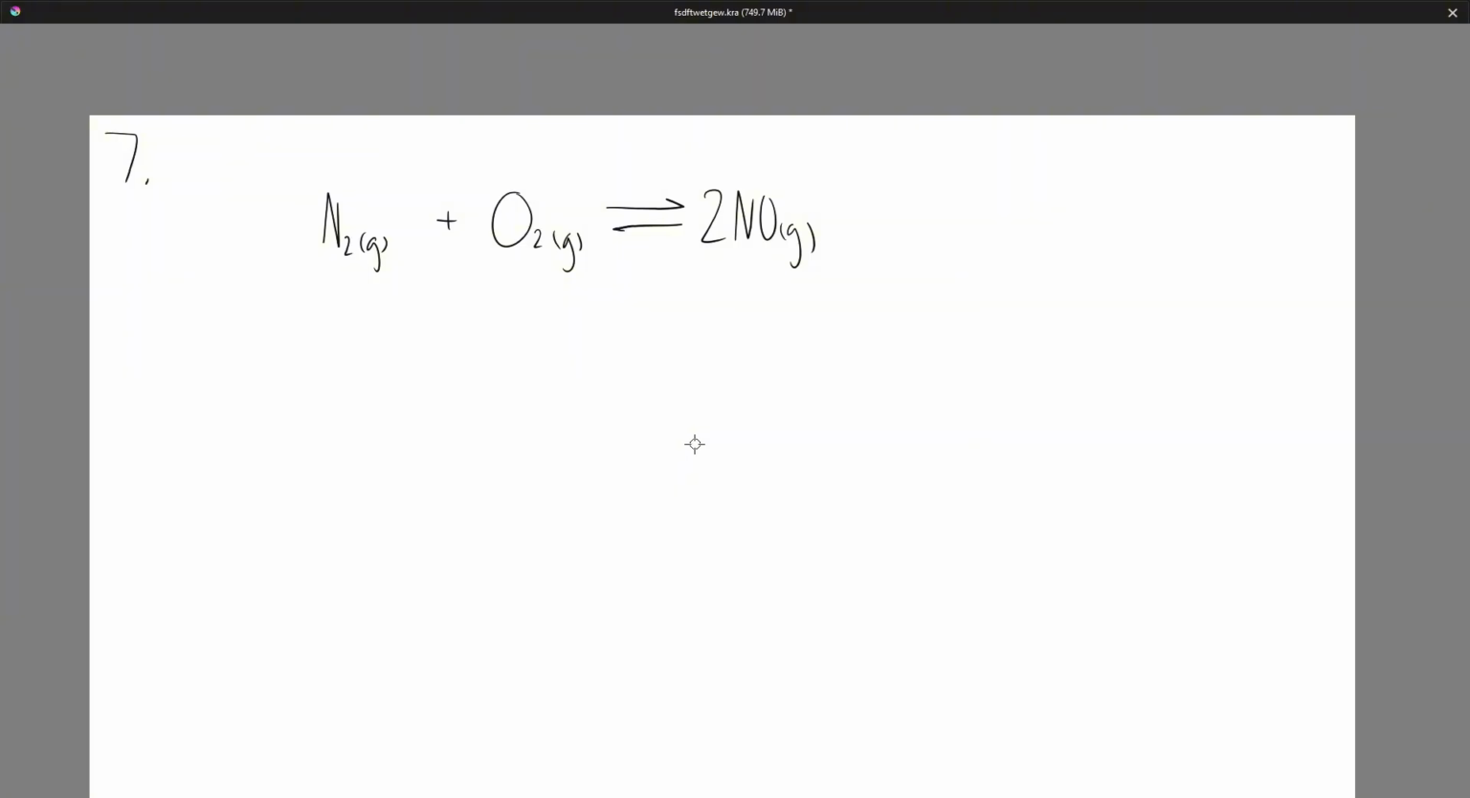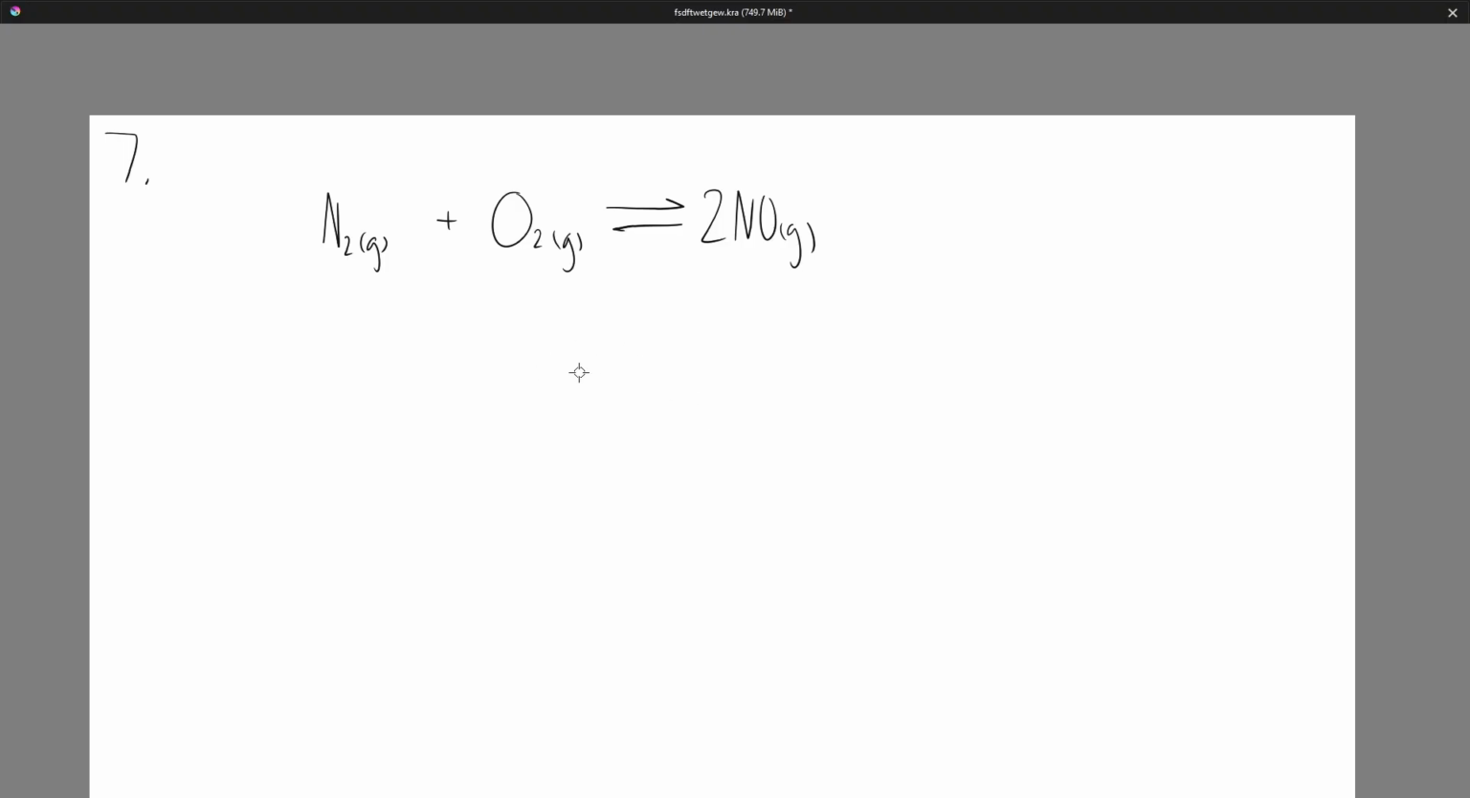Number 7 asks, the reaction below has a Kc value of 120 at a particular temperature. Its container holds the following concentrations. Concentration of N2 is 0.100 molar. Concentration of O2 is 0.100 molar. And the concentration of NO is 0.200 molar. When the reaction reaches equilibrium, what is the concentration of NO?